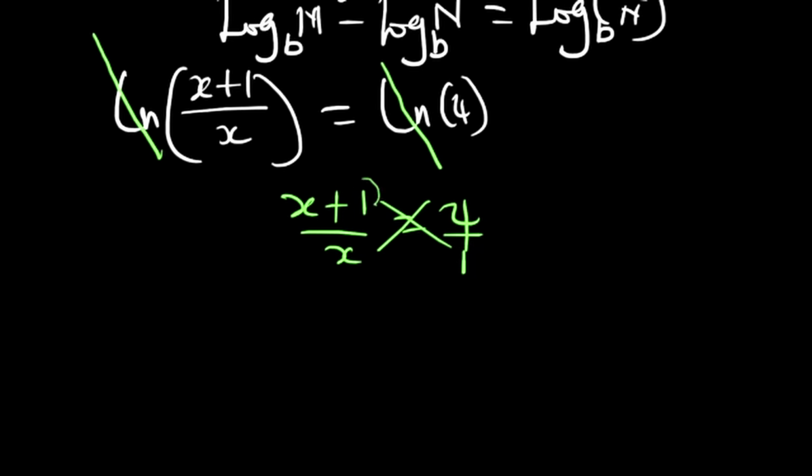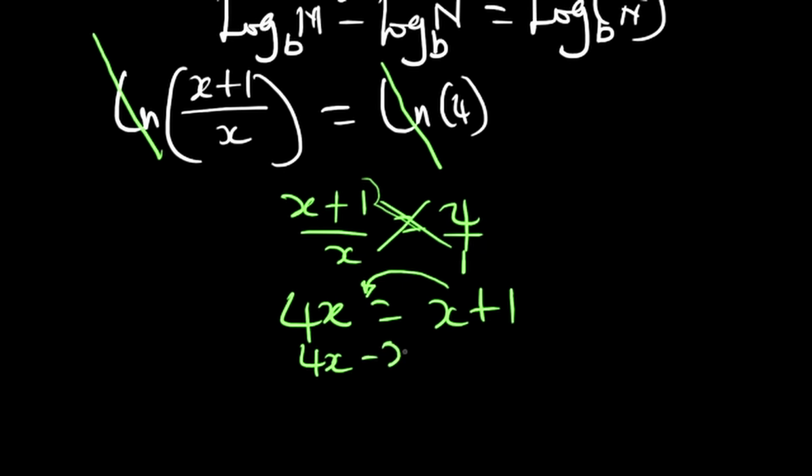So everything here multiplies with the 1, and everything right here multiplies with the x. x plus 1 multiplied by 4, or we can say 4 times x will give us 4x, is equal to x plus 1 times 1, which gives us x plus 1, right? Now, let's simplify. To solve for x, we can simply move this x to the other side, and we have 4x minus x is equal to 1.